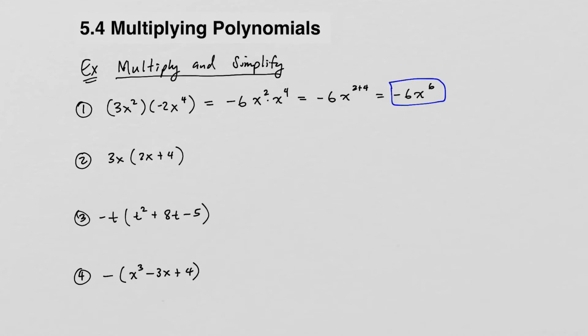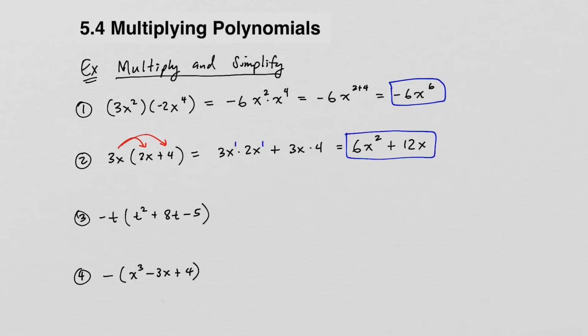In our next example, we're going to use the distributive property. So when we distribute, we get 3x multiplied by 2x plus 3x multiplied by 4. 3x times 2x, remember that's 3x to the 1 times 2x to the 1. So 3 times 2 is 6, and x to the 1 times x to the 1 is x to the 1 plus 1, which is x squared. And then 3x times 4 is simply 12x. So we'll be using the distributive property and also properties of exponents, as I've mentioned.